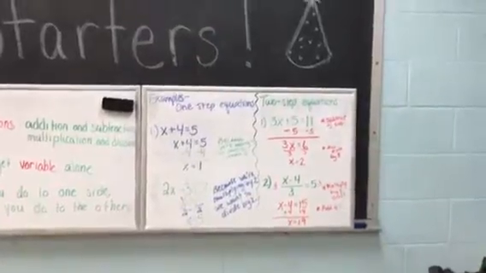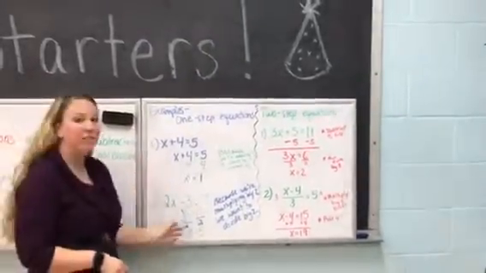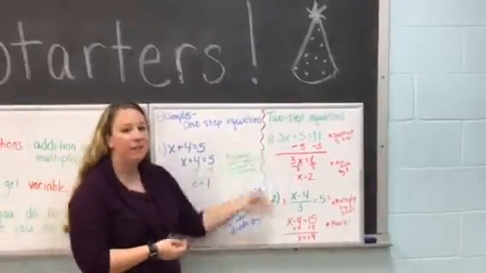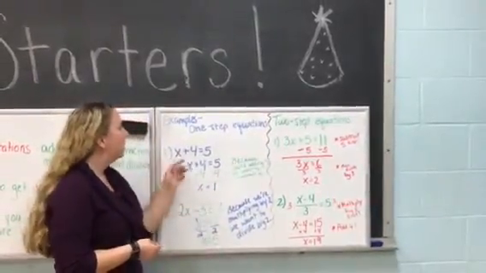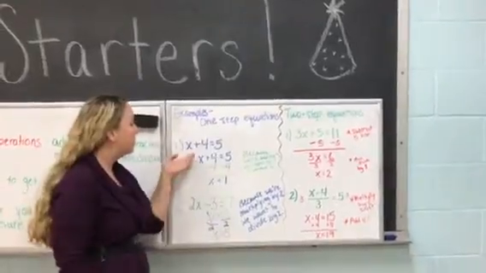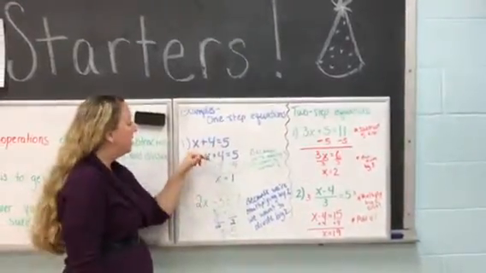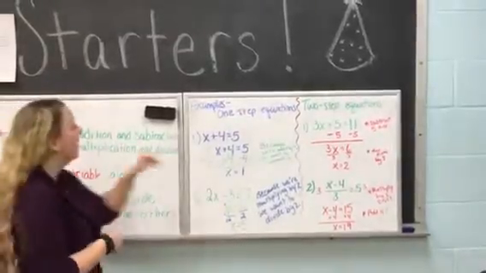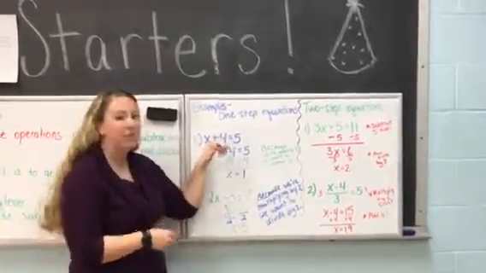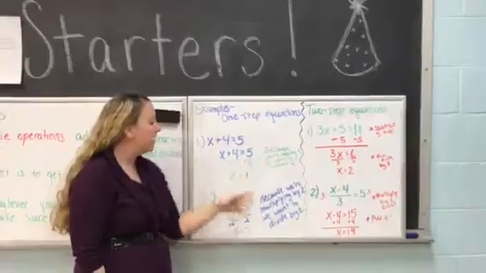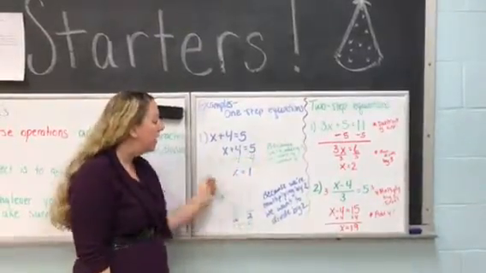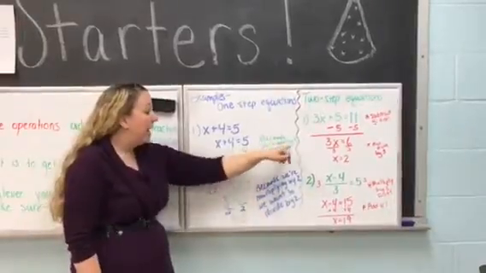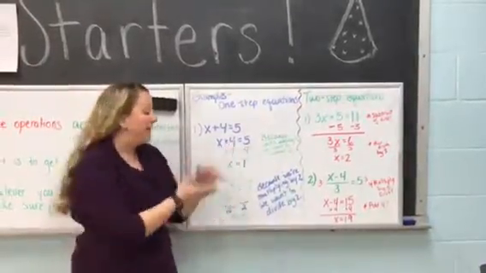So we have two examples of one-step equations and two examples of two-step equations. Our first one-step equation says x plus 4 equals 5. Because this has addition in it, we want to use the inverse operation, and the inverse of addition is subtraction. So we're going to subtract 4 from both sides. 5 minus 4 is 1, and 1 is the answer. Because we're adding 4, we want to subtract the 4 from that side.